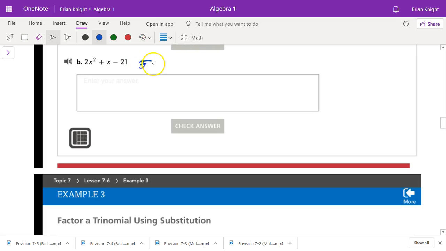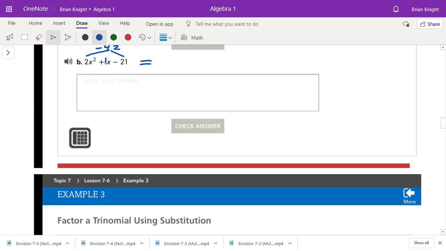So here, 2 times negative 21 is negative 42. We need two factors that multiply to be negative 42 and add up to 1. That does not add up to be 1. Okay, but that doesn't multiply to be 42. Remember, we just talked about it.